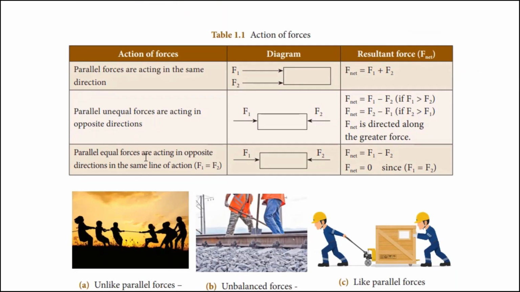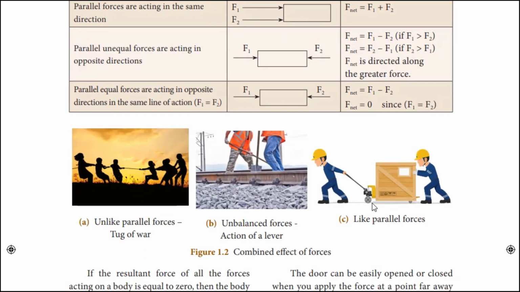Then parallel equal forces acting in opposite directions in the same line of action: F1 is equal to F2. Then these two forces are the same. This is 5 Newton and this is 5 Newton. What is the resultant? 5 minus 5. It is 0 now. That is given here. Parallel equal forces are acting in opposite directions in the same line of action. For this case, you have to write F is equal to 0.